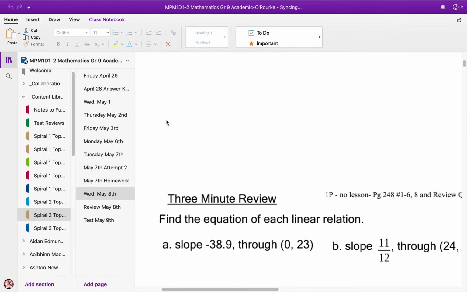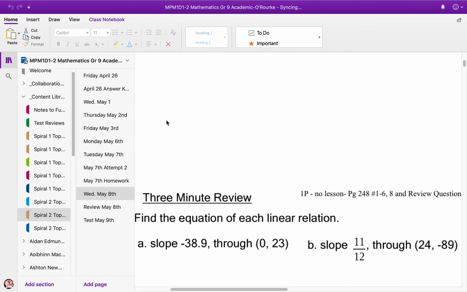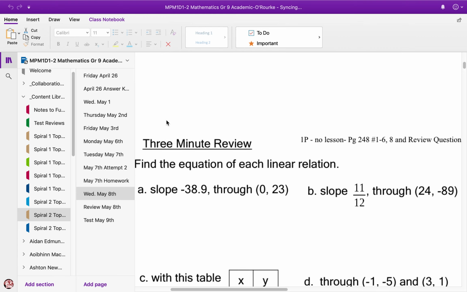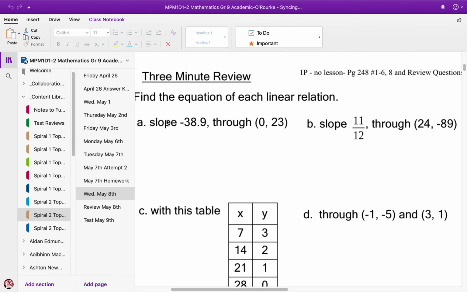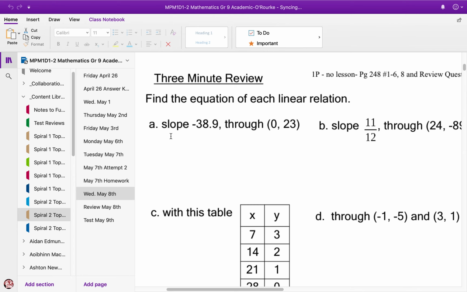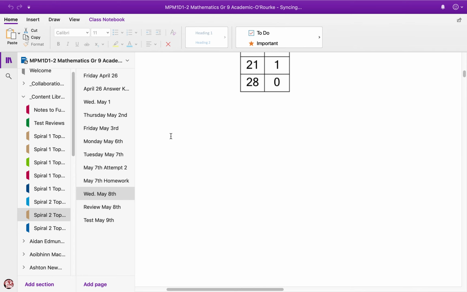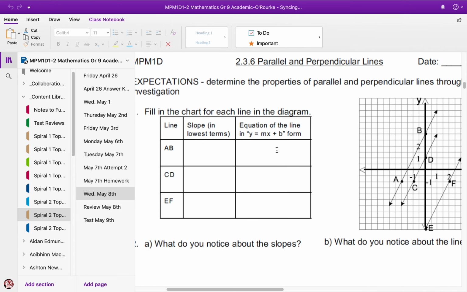Okay, I'm going to go over today's lesson, which is parallel and perpendicular lines. So I'm going to skip the review and go here. Let's open this up and away we go.